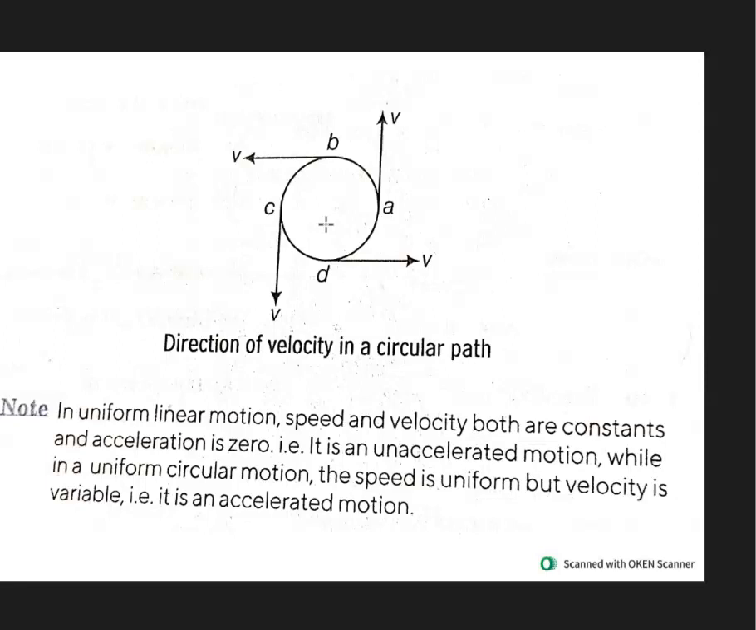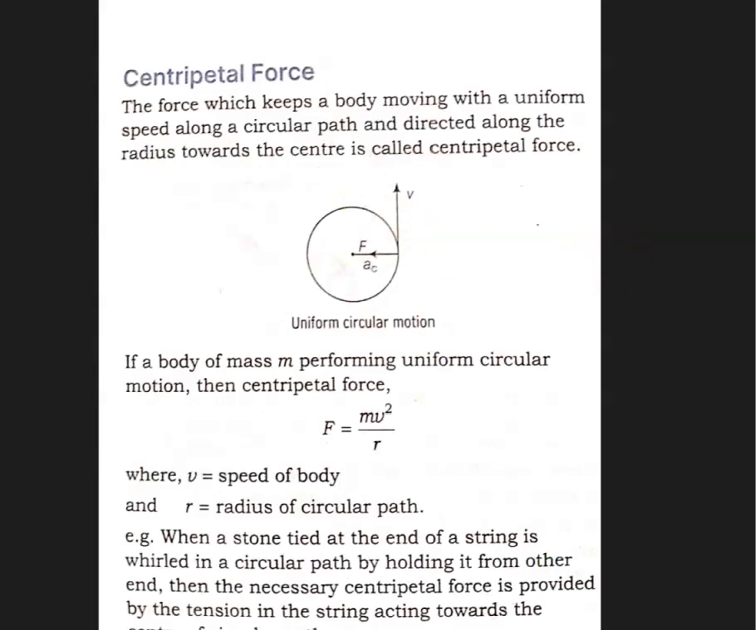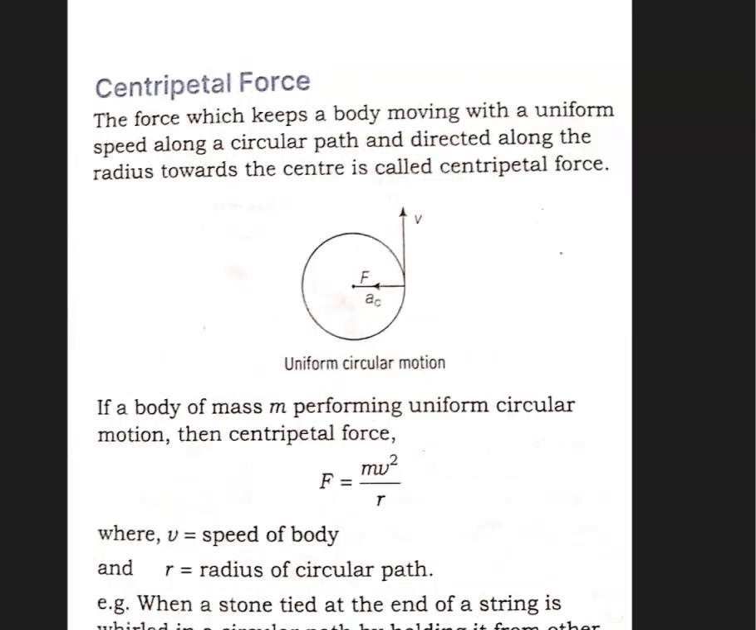Note, important. In uniform linear motion, speed and velocity both are constant and acceleration is zero. While in uniform circular motion, the speed is uniform but velocity is variable and hence it is an accelerated motion. This is a concept we are supposed to remember. Next time, we shall be talking about two important forces that act on an object in circular motion.